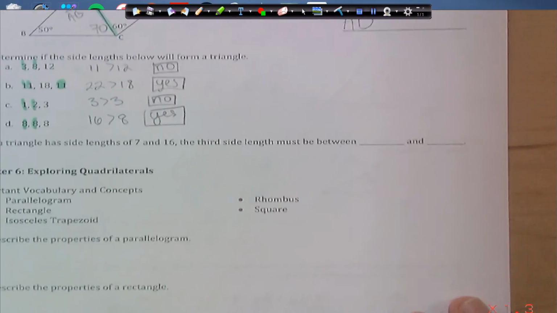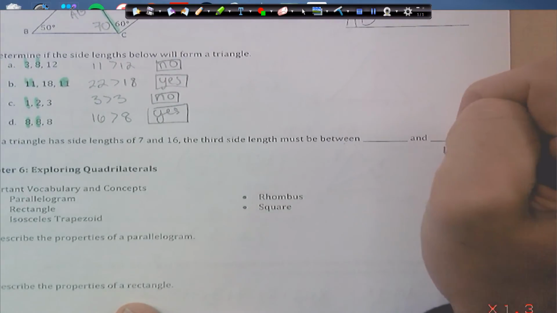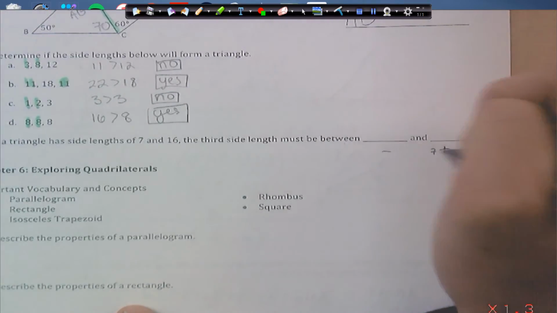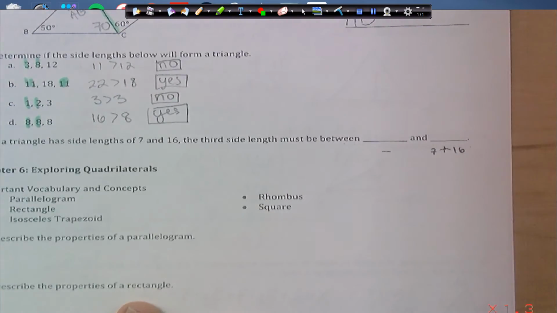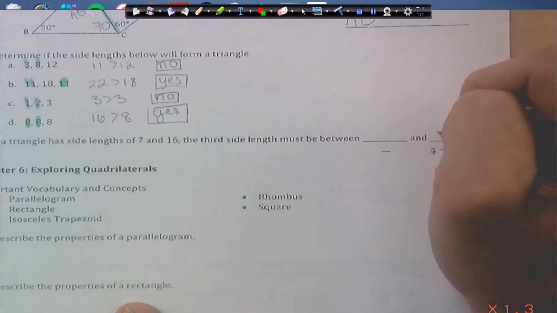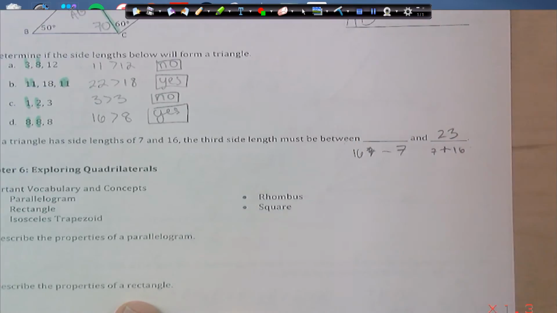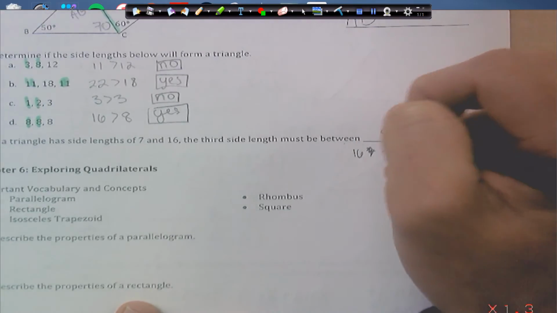what? Remember, the easy way to do this is the max is a positive, the minimum is a negative, so we're going to add the two numbers. So 7 plus 16 will give us our high end. And then 7 minus 16, or probably should do 16 minus 7. We don't want a negative number here. And we get 9.